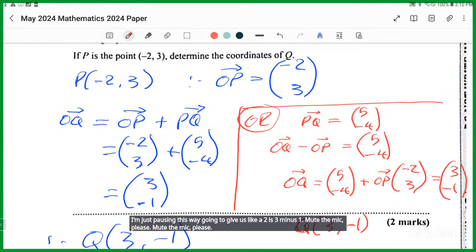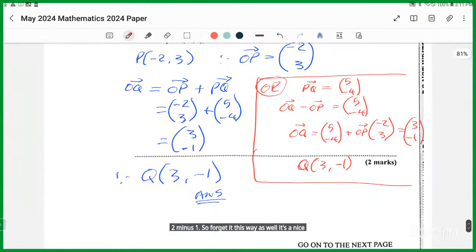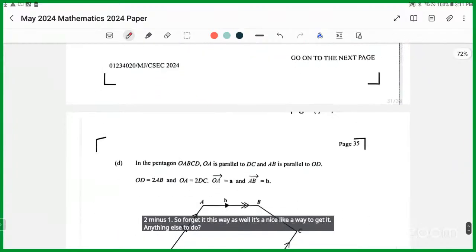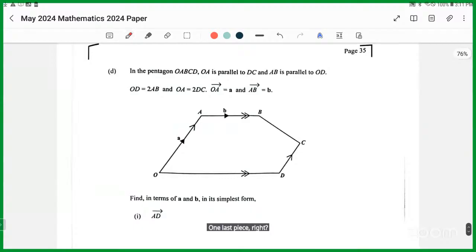Q is (3, -1). So we could get it this way as well. It's a nice little way to get it. Anything else to do? We're not done yet. One last piece, right? All right, let's finish off with this.